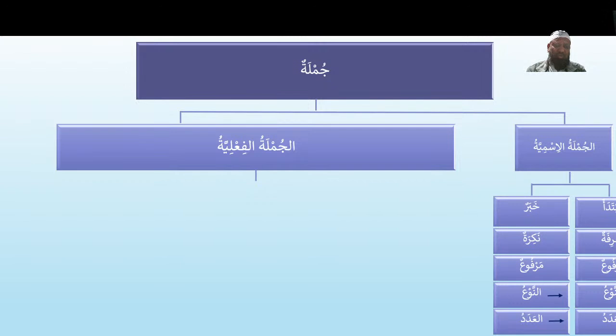Then we added how to make Jumla Ismiya emphatic. We added particles of emphasis, which are inna wa akhawatuha, or harfun mushabbahun bil fi'l, or harfun nasikhun. So once inna is added, the mubtada becomes ismu inna and the khabar becomes khabaru inna. In terms of i'rab, the ismu inna goes to mansub case and khabaru inna goes to marfu case.